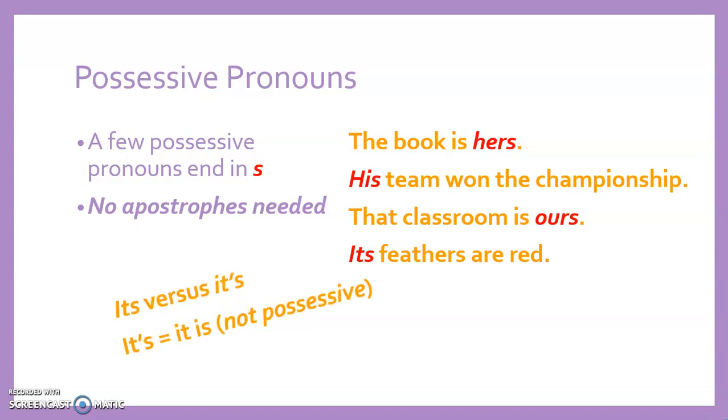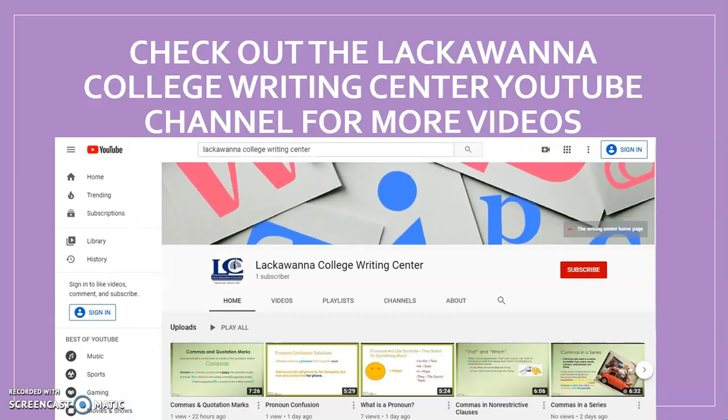You may have seen it's written kind of like this, with an apostrophe. And there's a big difference going on here, because it's with the apostrophe is not possessive. It's an example of a contraction, a shortened form of it is. And if you want to learn more about contractions, you'll have to check out our video on the Lackawanna College Writing Center YouTube channel for more info.